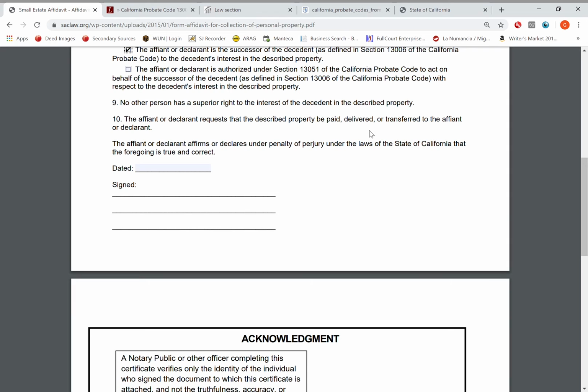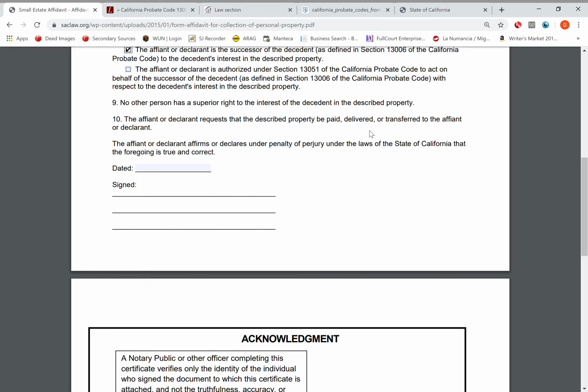So be careful there. Number 10, the affiant or declarant requests that the described property be paid, delivered, or transferred to the affiant or declarant. Basically, the person or people signing this thing are the ones getting it, all right? Then the final little thing here, the affiant or declarant affirms or declares under penalty of perjury under the laws of the state of California that the foregoing is true and correct, okay?